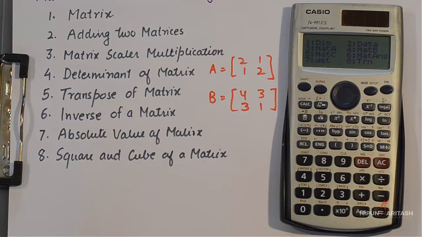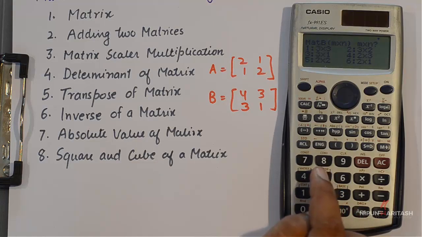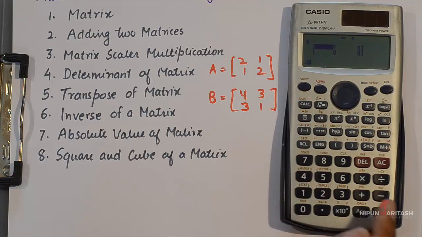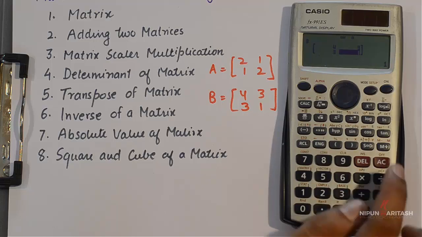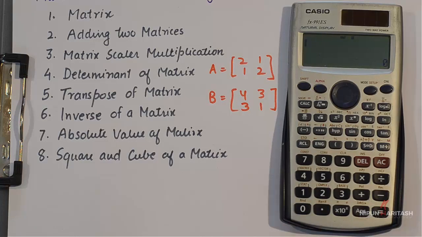Now it gives you the options to perform operations on matrices. For example, if you want to put data into the matrix, you can select 1 and then select matrix. I'll select matrix 2, which is matrix B. Now I'll select 5 for a 2 by 2 matrix and I'll put the values of matrix B here. I'll put 4, 3, 3 and 1. After putting the values, you can clear the screen. Now we'll do the first operation on these two matrices.